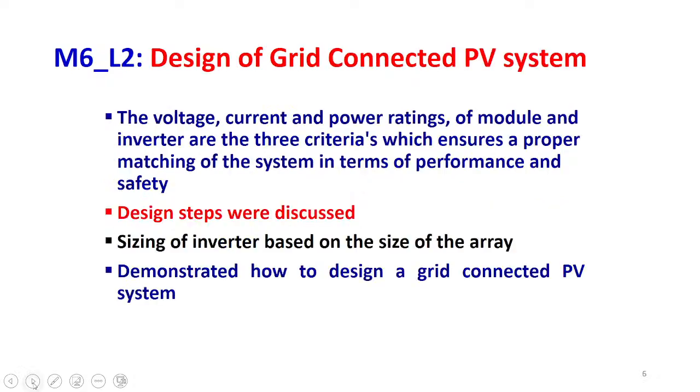In lecture 2 of module 6, we have primarily discussed design steps of grid connected PV system. Also, we understood the voltage, current, and power ratings of module and inverter are the three criteria which ensure a proper matching of the system in terms of performance and safety. Sizing of inverter based on the size of array was also discussed, and also we have demonstrated how to design a grid connected PV system.